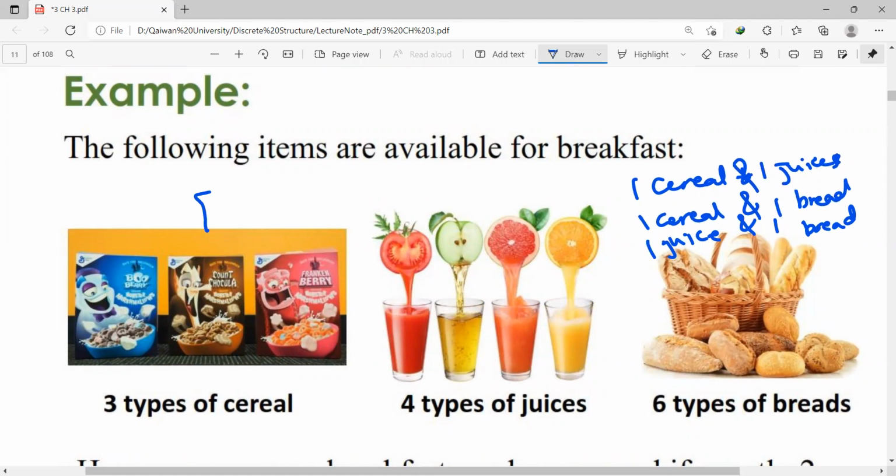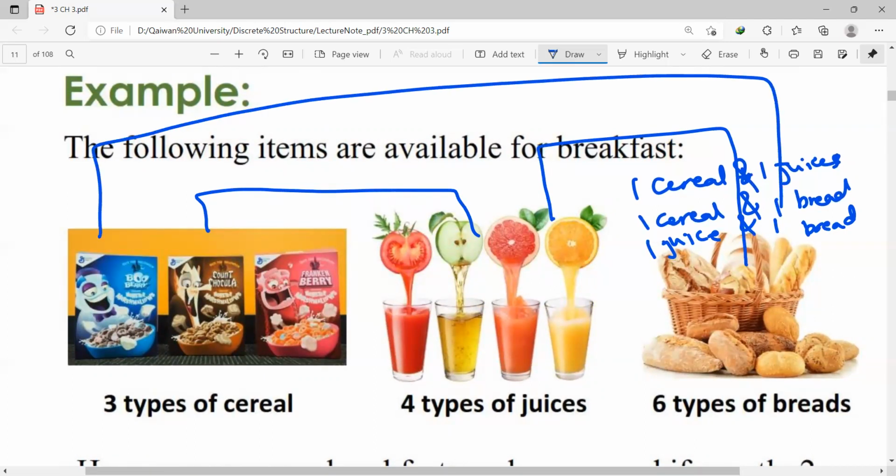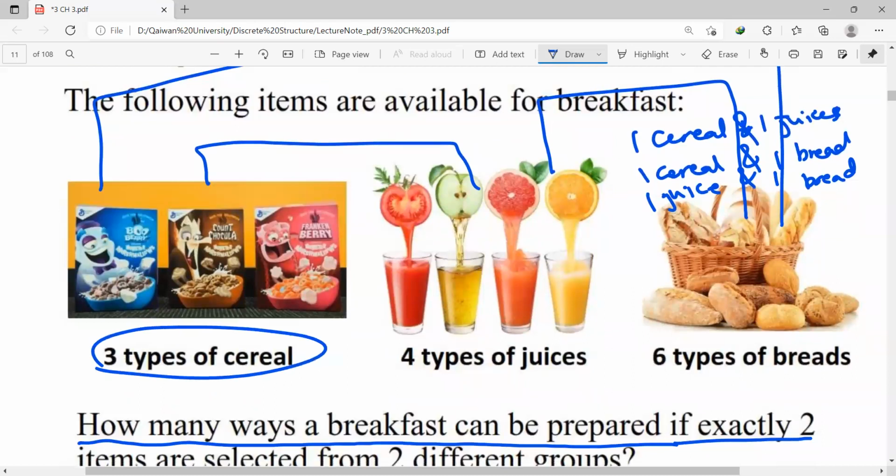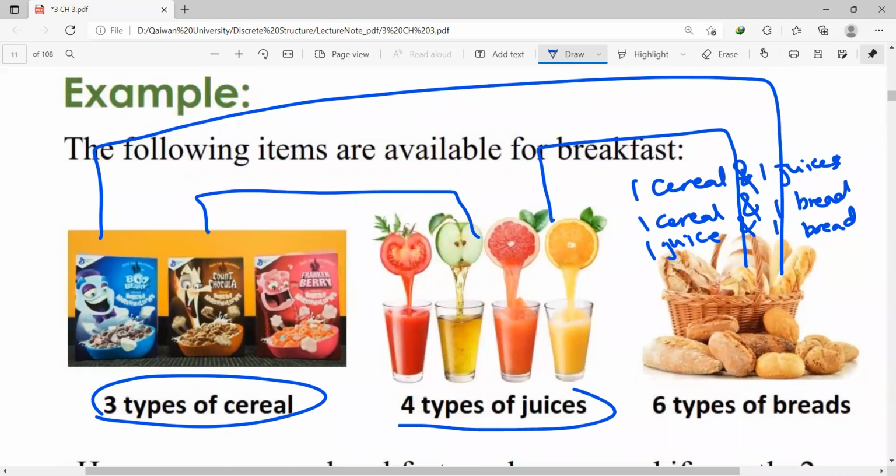It's either one from this and one from that, or one from this, one from that, and also one from this and one from that. We have only these three options. If we pick an item from three cereals, how many ways do we have? Three. That means if we pick one cereal and if we pick one juice, we have 4 ways. That means it's 3 times 4. That means we have 12 ways.